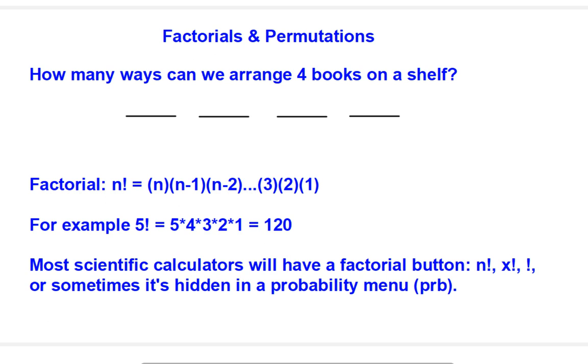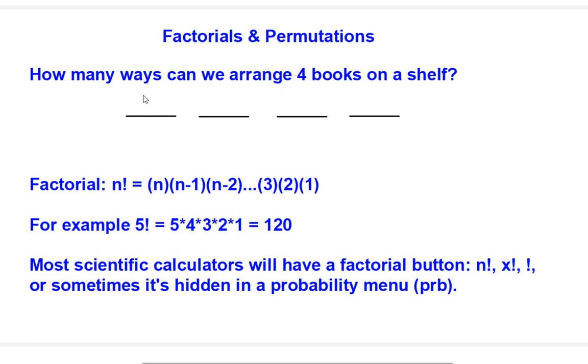How many ways can we arrange 4 books on a shelf? I've included a location here for each of the 4 books: 1, 2, 3, and 4. We have 4 books, and we're going to place all of them on the shelf. So let's say this is slot number 1. We haven't placed any books on the shelf.